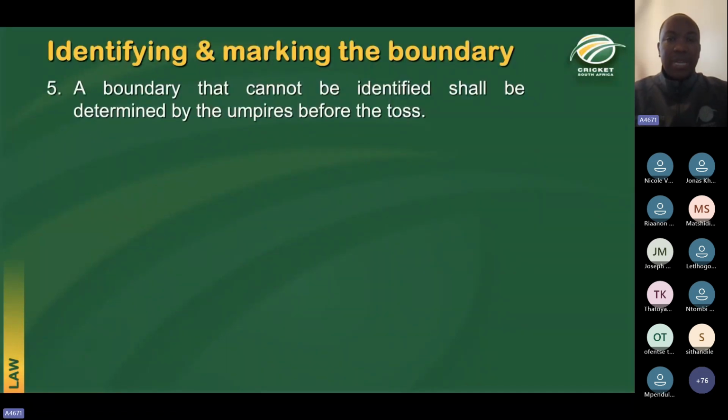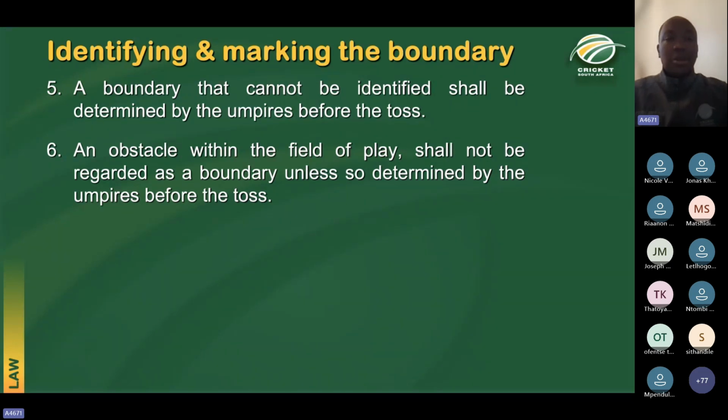A boundary that cannot be identified shall be determined by the umpires before the toss. So when the two captains come together for the toss and one or both umpires are in attendance, they need to discuss if there are any uncertainties about the boundary. They need to clarify them there and then. What is common in this conversation is to ask the home captain what the custom is for the boundary if it is not clear and obvious for all to see.